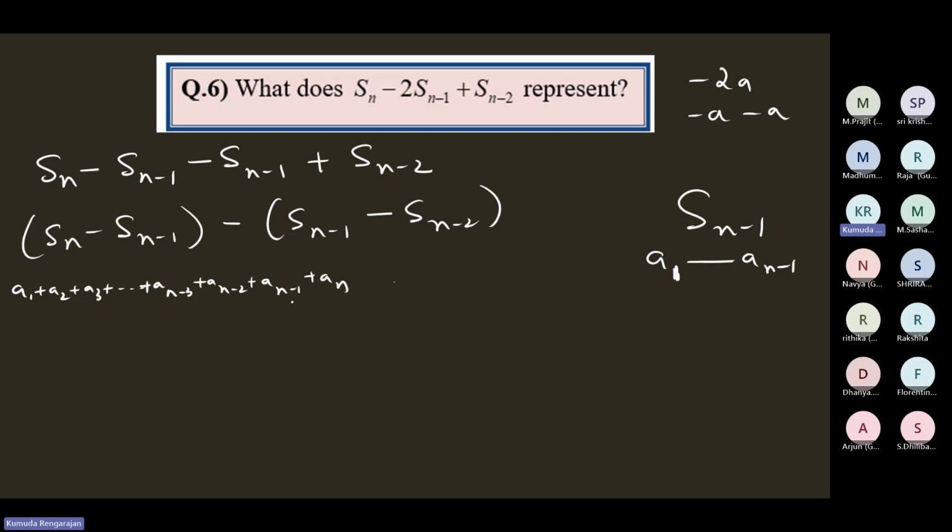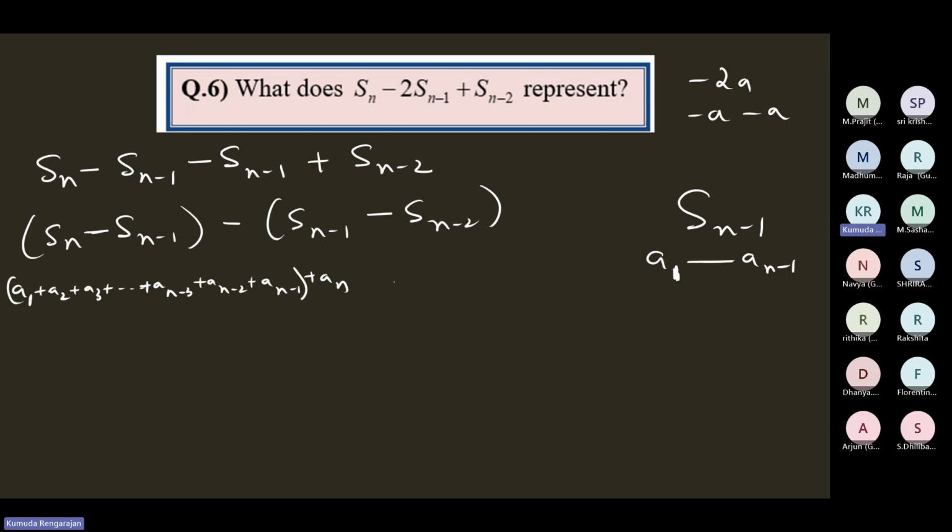So what we have written here is Sn. From this we're going to take away Sn minus 1, that is A1 plus A2 plus A3 plus A4 till An minus 1. The sum from the first term to the n minus 1th term represents Sn minus 1.